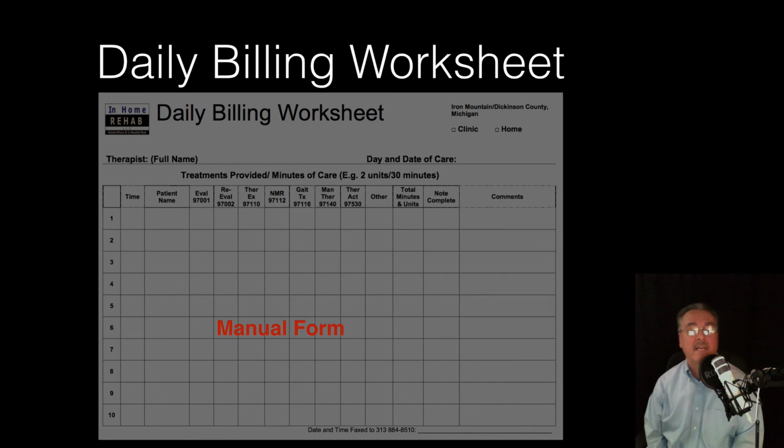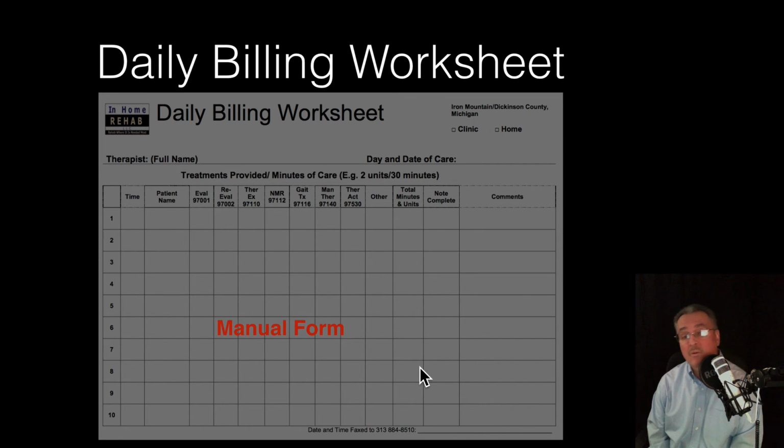Here's an example of a daily billing worksheet, and this is one that is done as a manual form. This is just an example of one from several years ago when we did this manually. But basically it allows you to fill in where am I, what's the name of my clinic, here's the therapist, here's my full name, here's the day and the date, and then what time did I do things, here's the patient's name, and then how many of each one of these did I do, and then it gets sent off. It just basically says, here is what happened.